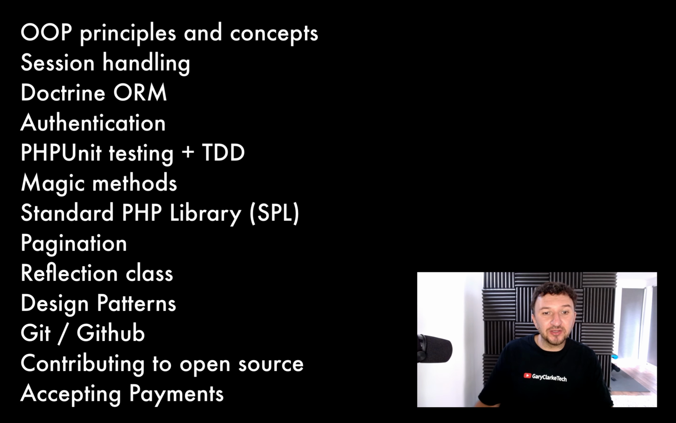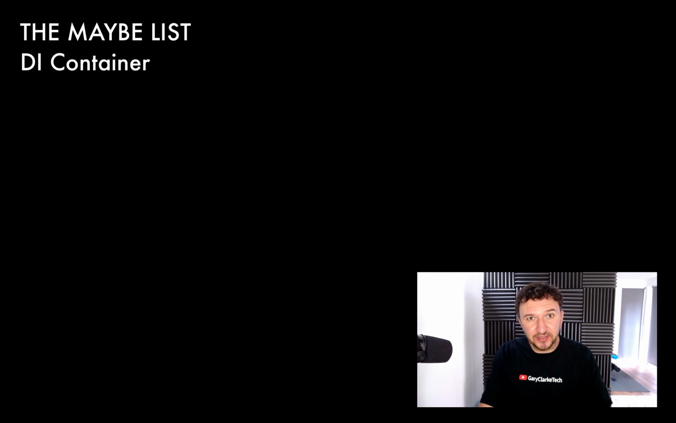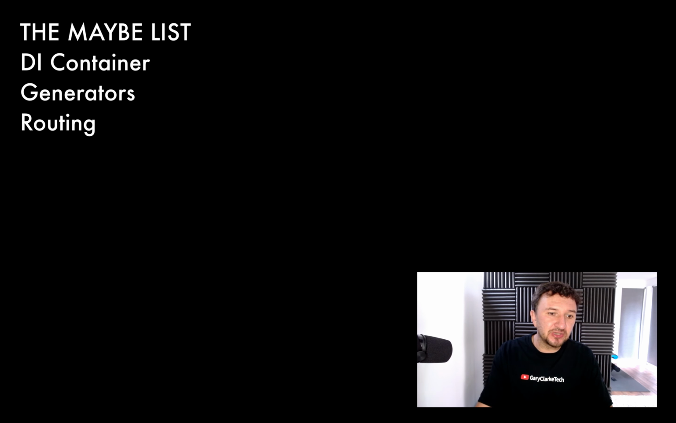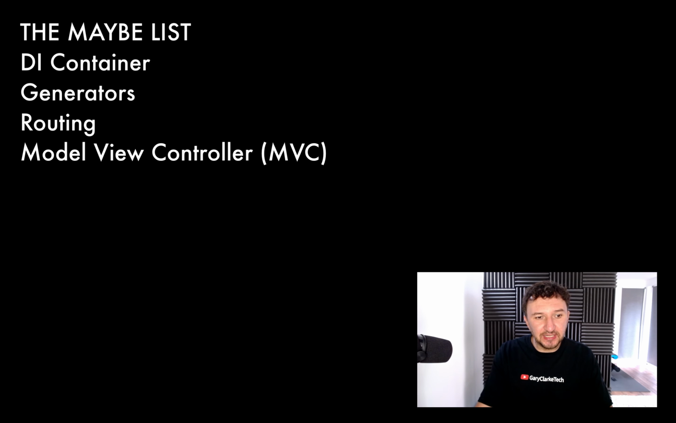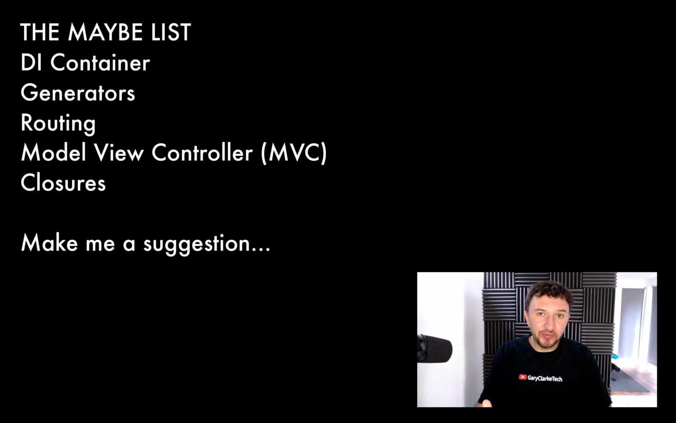Okay, here are some of the things which I might cover. Dependency injection containers are quite advanced. However, people ask me about them quite a lot. So if I feel we've got time and I feel it will add to this project and it's not going to be at a level that's too high for you, then we'll have a look at dependency injection containers. Generators, routing, MVC, as in model view controller, which is a popular modern pattern used in things like Laravel and Symfony, closures, and also I'm open to suggestions.